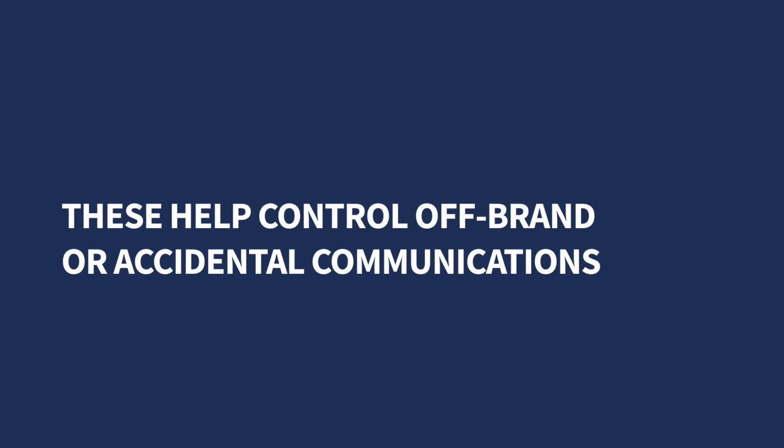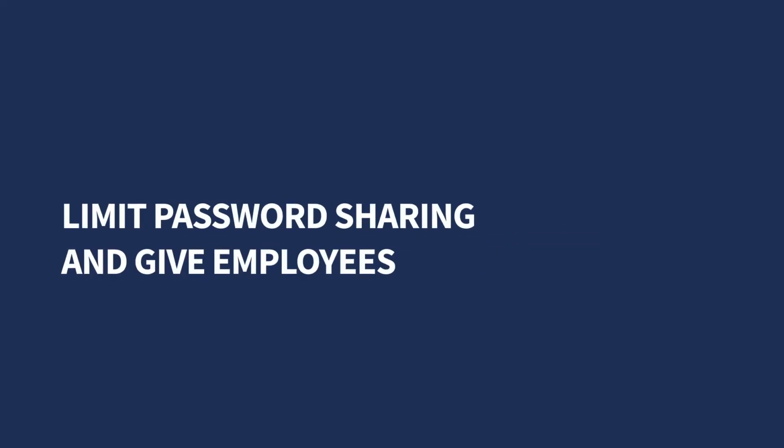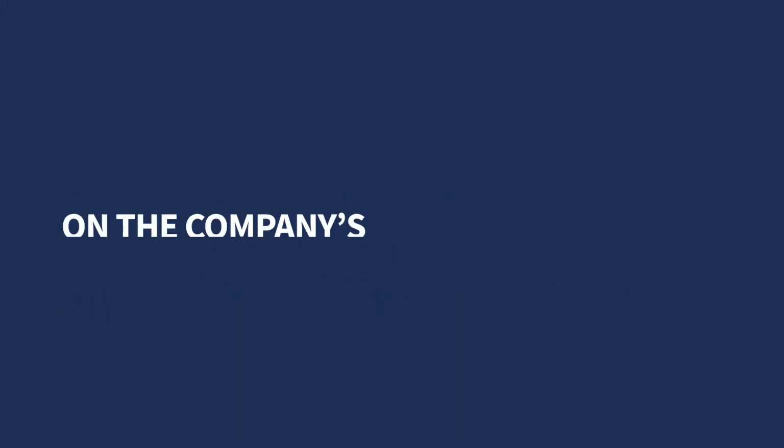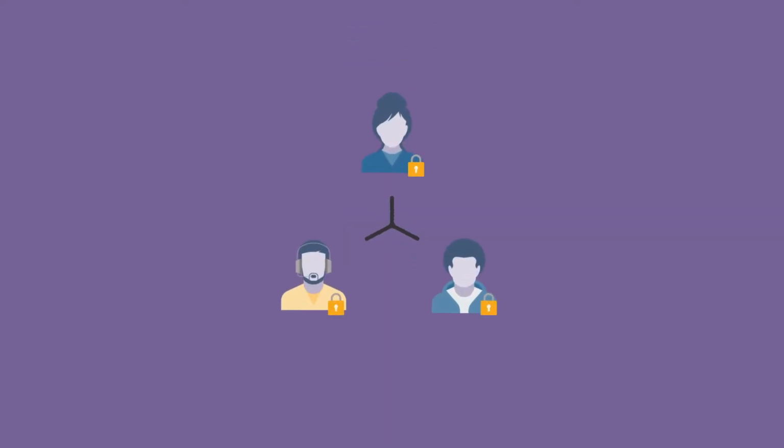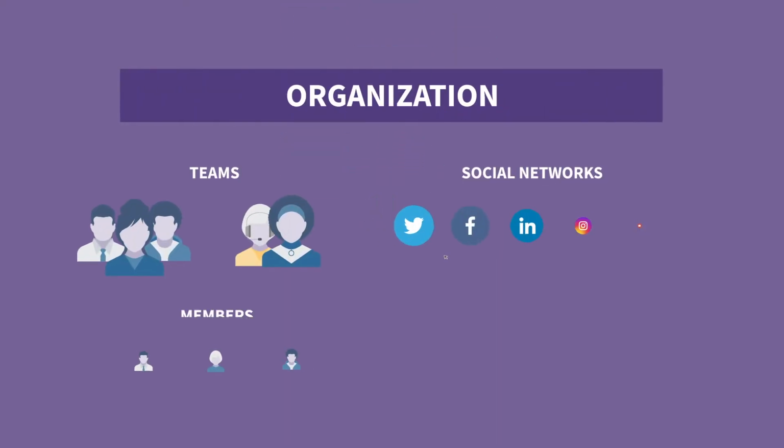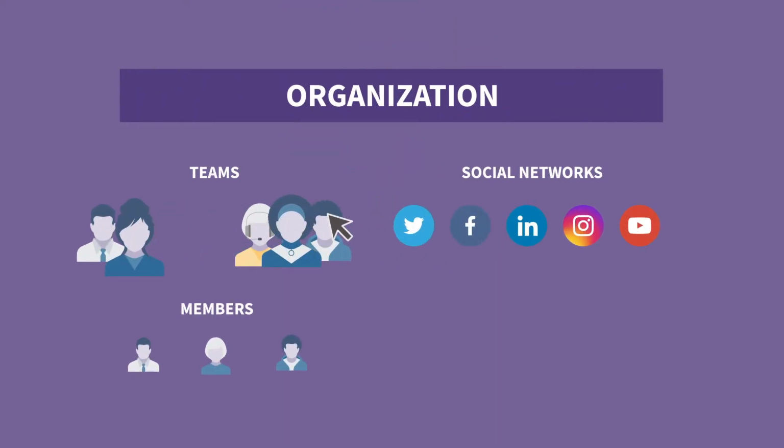These settings help control off-brand or accidental communications, limit password sharing, and give employees an efficient way to collaborate on the company's social channels. In this video, you'll learn how to create a Hootsuite organization and how to manage teams and permissions for individual users. Hootsuite organizations are dynamic, which means you can always change the structure, add or remove users, teams, and social networks.